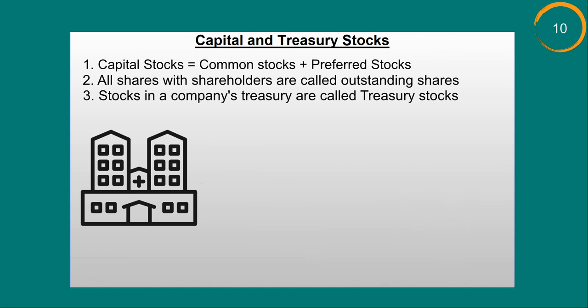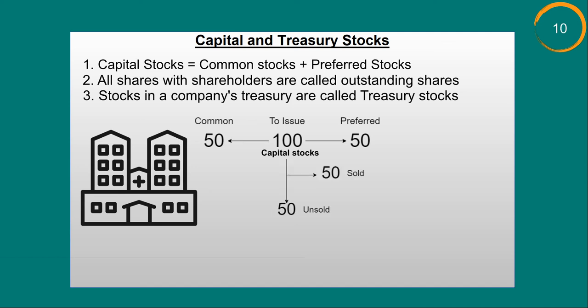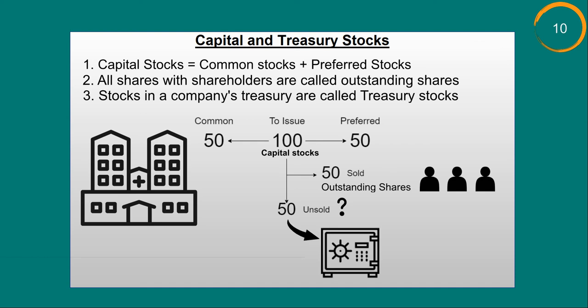Let me explain. Let's say company ABC was authorized to issue 100 stocks, 50 common stocks, 50 preferred stocks. We now know these 100 stocks, 50 common and 50 preferred, form the capital stocks. Company ABC goes out in the market and starts selling these 100 capital stocks. Unfortunately, they were able to sell only 50 of them. As discussed before, these 50 sold stocks become the company's outstanding shares as they are with the shareholders. All good up until here. But hey, what about the remaining 50 unsold stocks? These unsold stocks go back to the company's treasury and become the treasury stocks.